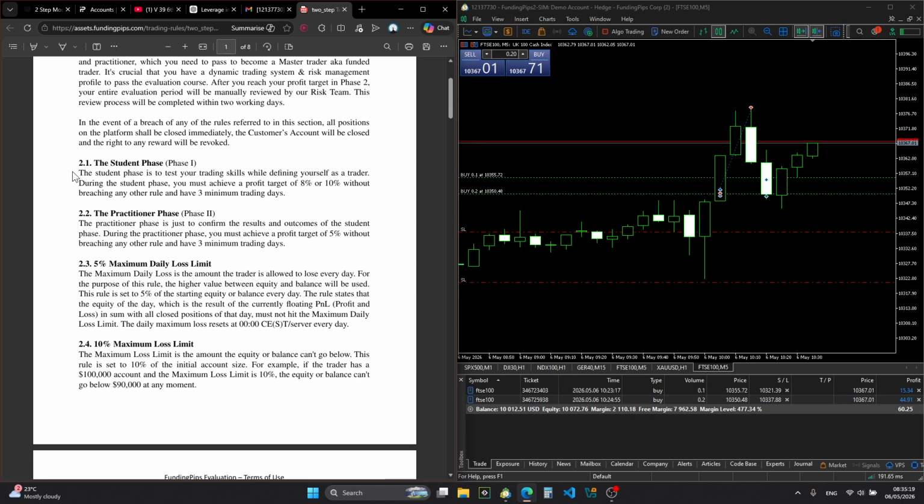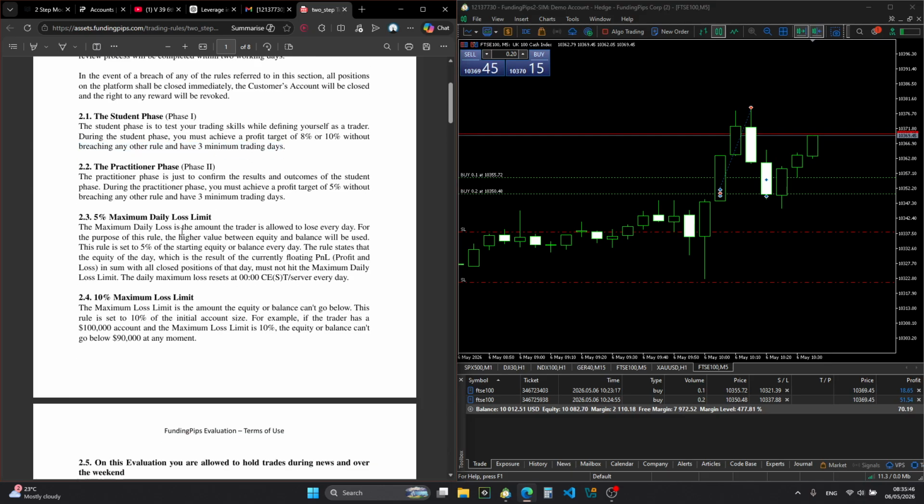Let's see. Phase one, the student phase, is to test your trading skill while defining yourself as a trader. This must reach a profit target of 8 or 10%. Mine is 10, because with 10% it gives more discount. I got a 6% discount. That's why I took 10. It's almost similar. Without breaching any rules and with a minimum of 3 trading days.